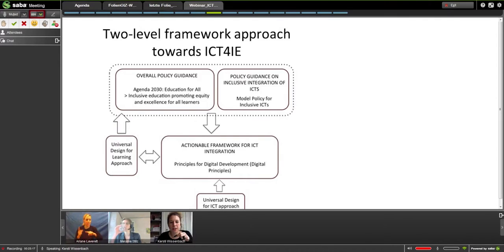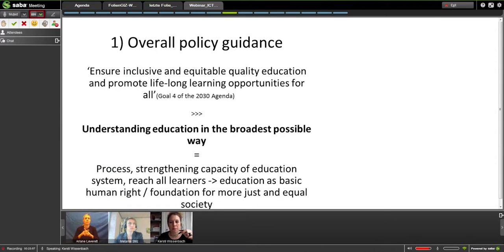So I will go into the part of advice. What lessons do we draw from those findings that we gathered? What we came up with is a design of a two-level framework approach towards ICT for inclusive education, which is still a very young field. And we have been looking at two levels. One is the more overarching policy level, and one is the more concrete, practical level. This is what you see here in this scheme, and I will guide you through it.